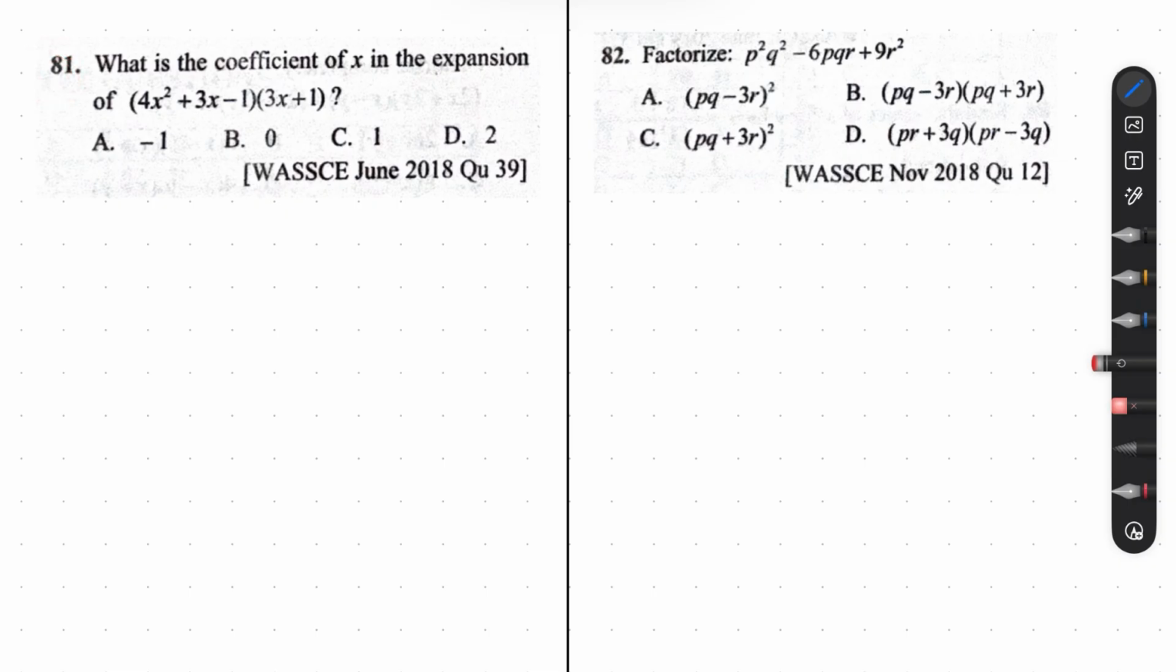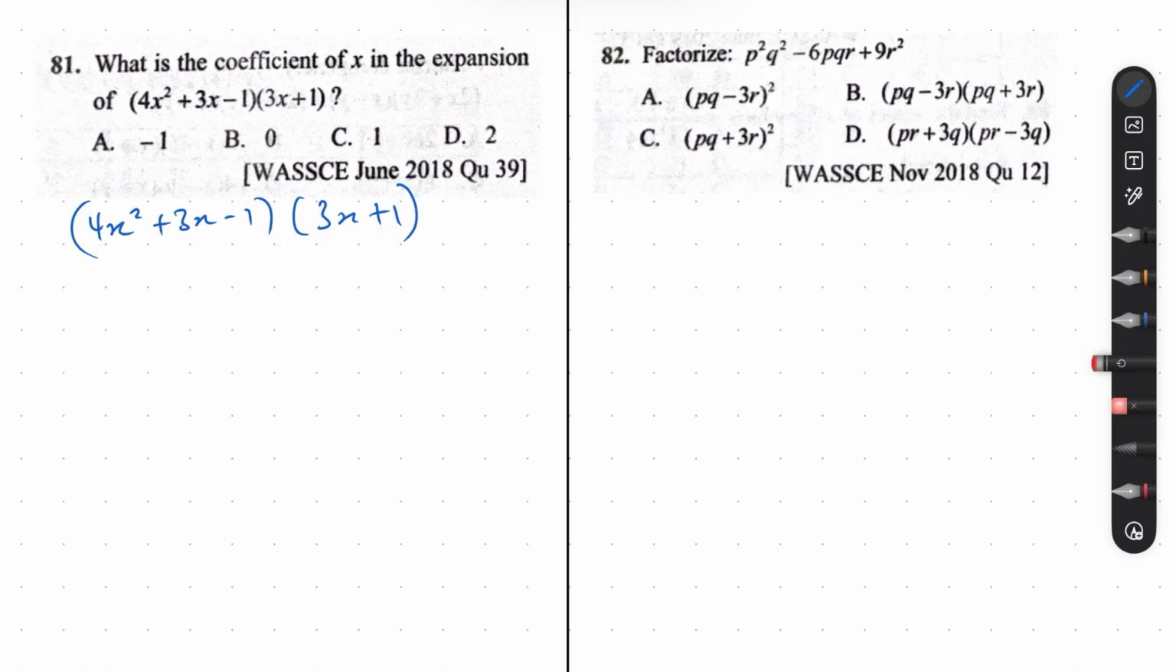It says, what is the coefficient of x in the expansion? So we basically have to just expand this by multiplying and adding, okay? Cool. So we have 4x squared plus 3x minus 1 multiplying 3x plus 1. So we expand, okay? Every term here would multiply every term here, okay?